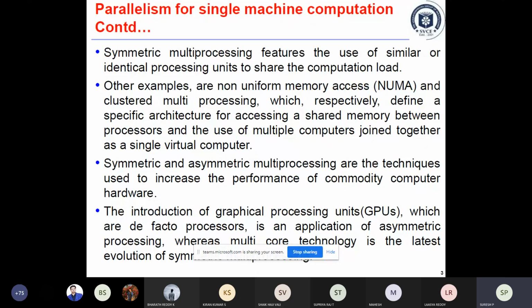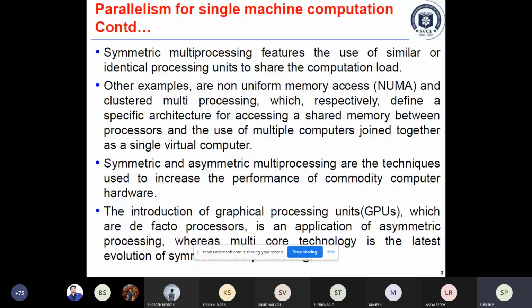So it is going to define a specific architecture for accessing a shared memory. That means what type of architecture you require, whether single instruction, single data, or single instruction, multiple data, or multiple instruction, single data, or multiple instruction, multiple data. Depending upon the type of architecture you require, the specific architecture will be used by accessing the shared memory between the processors.